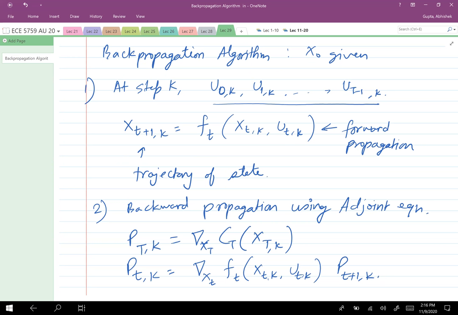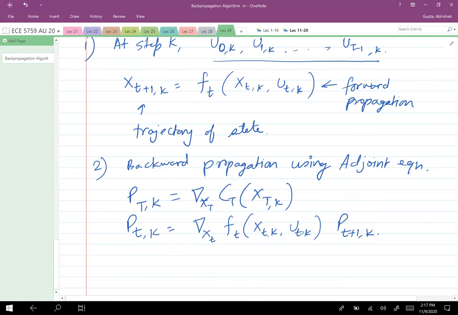Okay, so I start with a given initial condition. At time k, I have some sequence of actions. Based on that sequence of actions, I apply the state transition function, or in other words, I forward propagate those actions to compute the trajectory of the state under their influence. Then I use the adjoint equation to do a backward propagation. I start with the terminal time, the derivative of the cost at the terminal time, store it in the co-state variable p_T, and then backward propagate the co-state vector all the way up to time t equals zero.